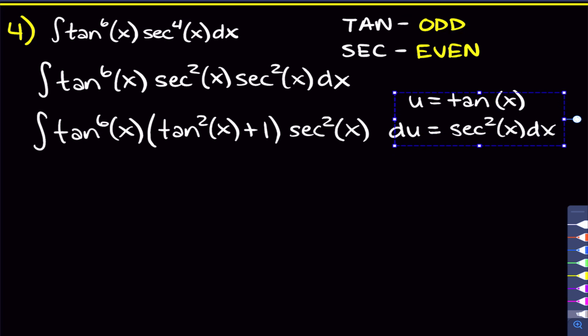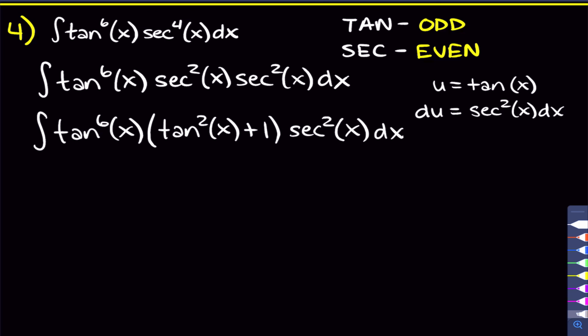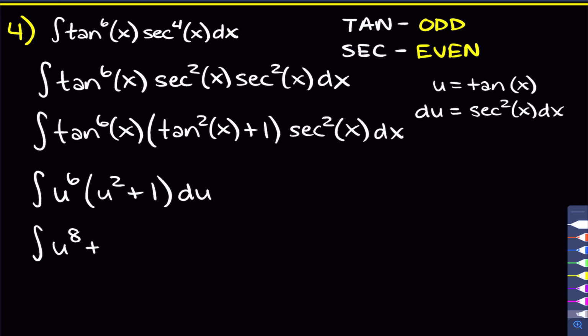And it looks like I need to make myself a little bit of room here. Okay, so now we're all good to actually go and make this u substitution. Everywhere we see a tangent of x, we're going to make that a u. So this integral becomes, instead of tangent to the 6th, u to the 6th. And then that'll be multiplied by a u squared plus 1. And that's going to be multiplied by secant squared of x dx, which is du. Now the last thing that we need to do before we can integrate is distribute that u to the 6th through. U to the 6th times u squared is u to the 8th, and u to the 6th times 1 is u to the 6th.